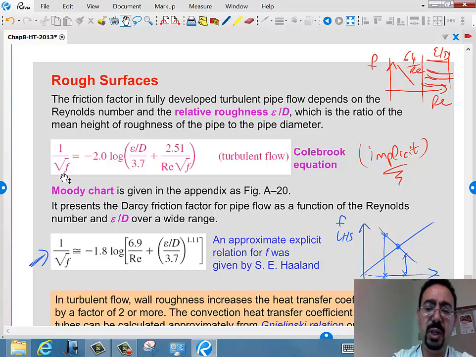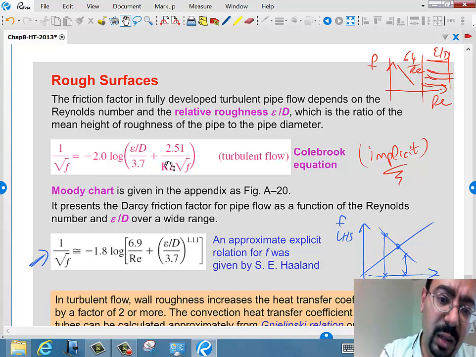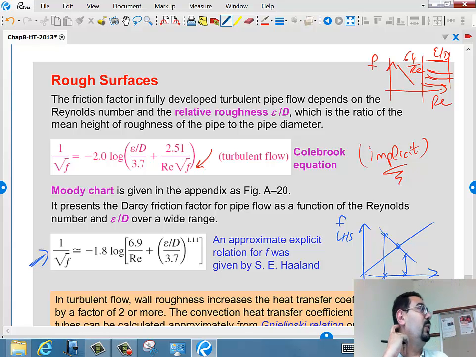And this is what you see. You actually see the Reynolds number here, and here is the epsilon over d. But what else do you see? Right, the f is also in the equation. That's horrible, because that makes the equation implicit. No, not insoluble, but implicit. Implicit means the solution is there, you just have to find it by trial and error.